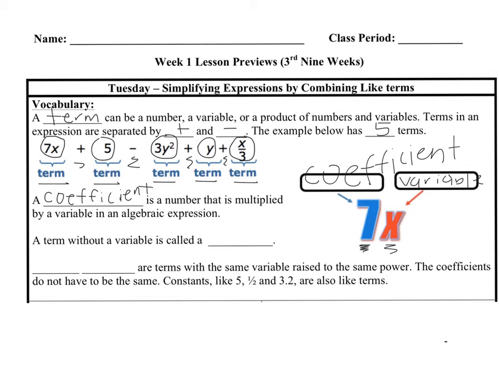A term without a variable is called a constant. So for example, up here in this example, this 5 is going to be a constant because it's without a variable. Last, we have like terms. They are terms with the same variable raised to the same power. The coefficients do not have to be the same. Constants like 5, half, and 3 2/10 are also like terms.